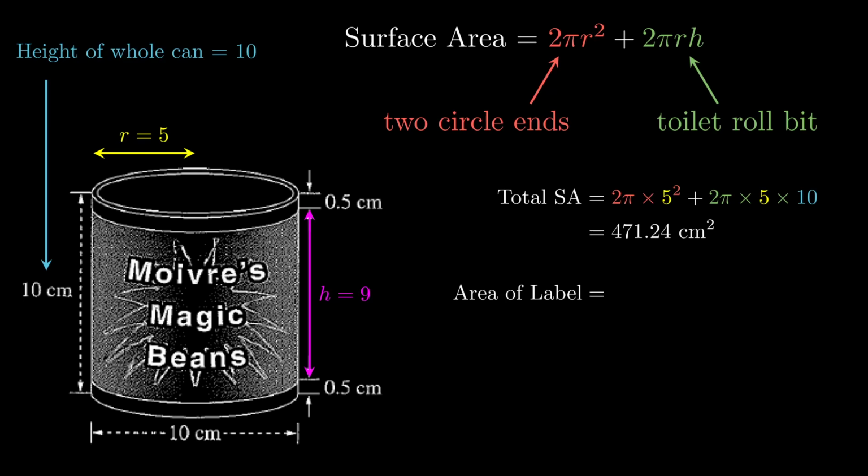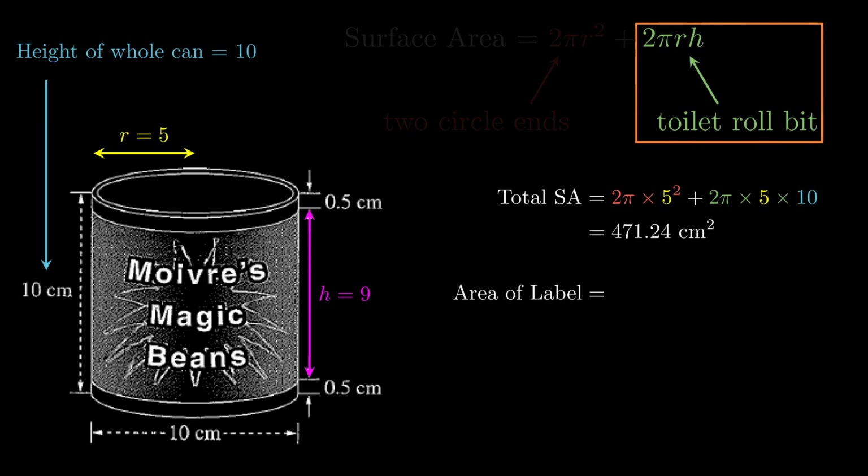More importantly, because it's just the label, we don't care about the two circle ends. And so for this question, we're actually going to ignore the whole first half of the formula. We're only going to use that 2 pi r h bit because we only have the roll. We don't have the two circle ends. That's not part of the label. Okay, and so we need to know then to only use that part. So we go 2 pi multiplied by the radius, which is still 5, multiplied by the height, which is 9. And that gives us 282.74.